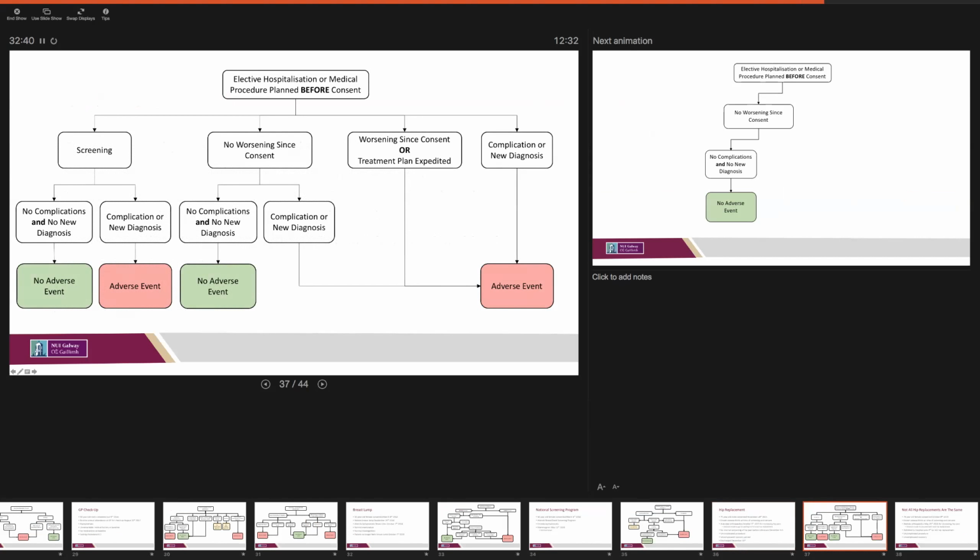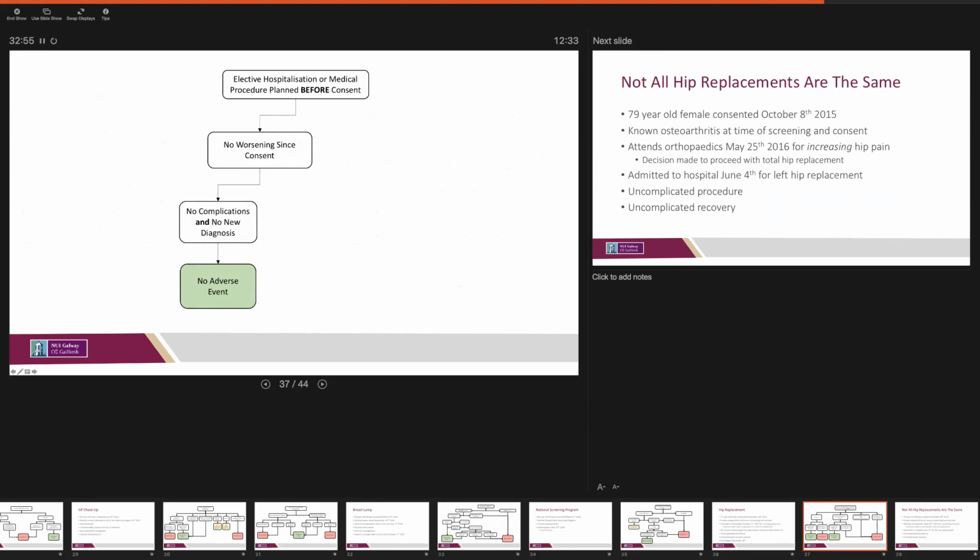So this is an elective hospitalization that was planned before the time of consent. It's not screening. It's not a worsening since the time of consent, or the treatment plan was not expedited, and there is no complication or diagnosis from this. So we move straight into this part of the algorithm, and as you confirmed, nothing happened during the hospitalization. It was all as expected. This is an entirely expected procedure.